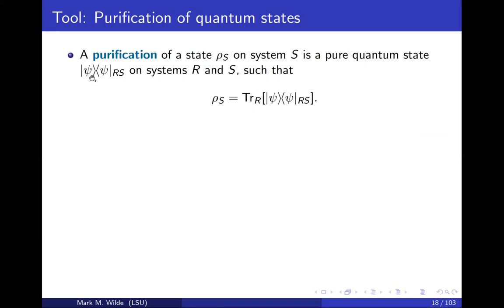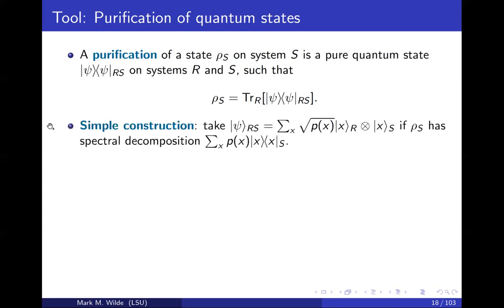Okay, so this psi could describe the state of a reference system and the original system, and it's pure. Since we don't have access to system R, we trace over it. And so rho_S is what describes our state. So that's a way to think about it.